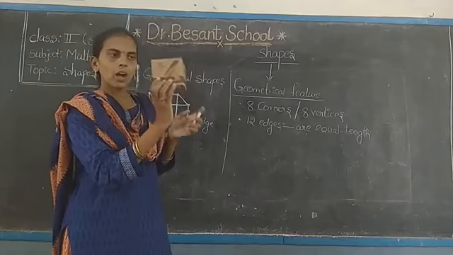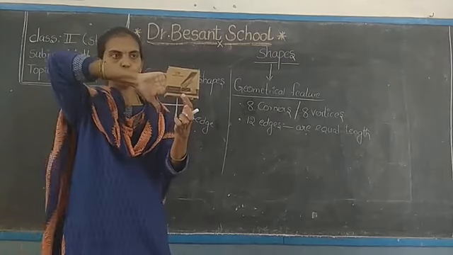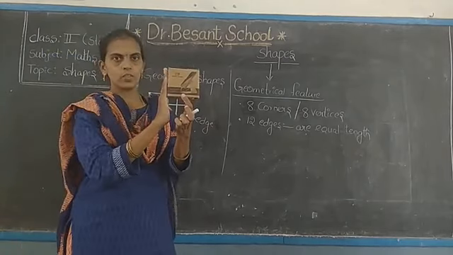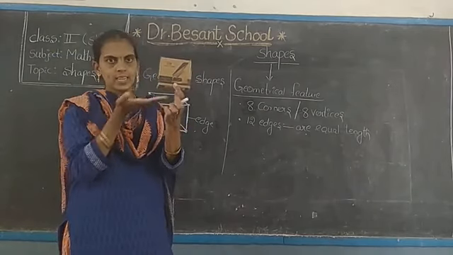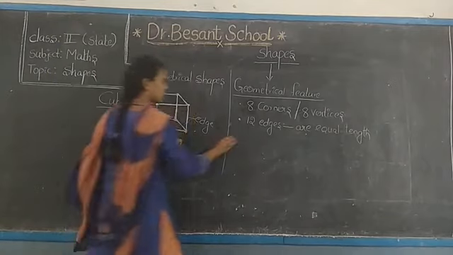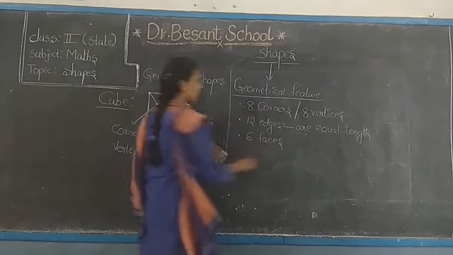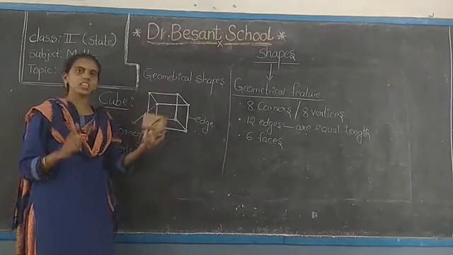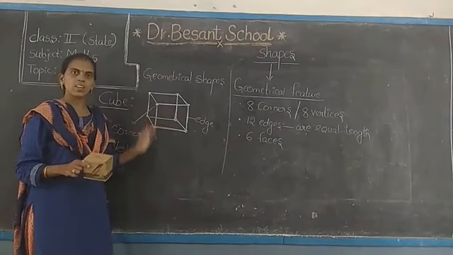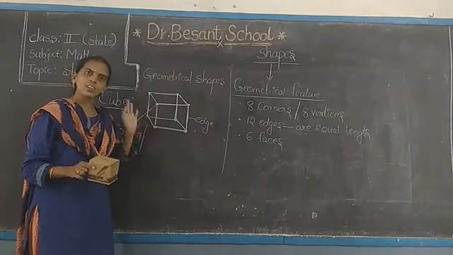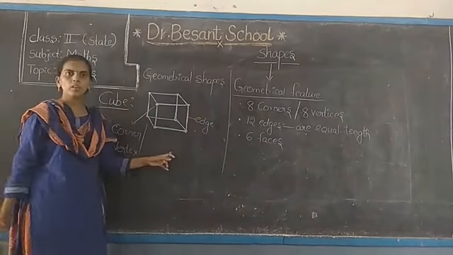Now count how many faces a cube has. 1, back 2, 3, 4, 5 and 6. So how many faces does it have? 6 faces. We call them faces. So a cube has 6 faces. The 6 faces are also of the same size, equal in size. So this is about the cube. Okay children? Is it clear about the cube?